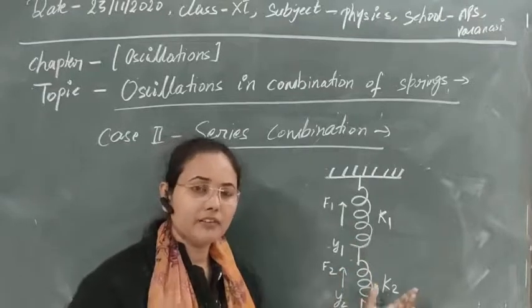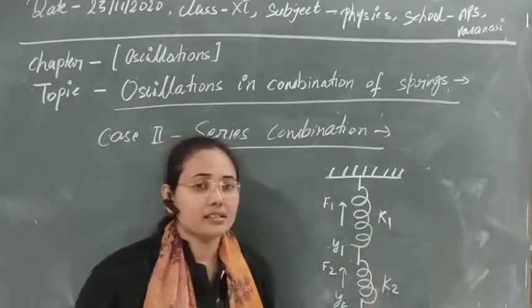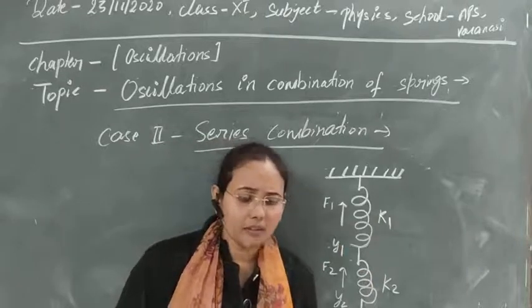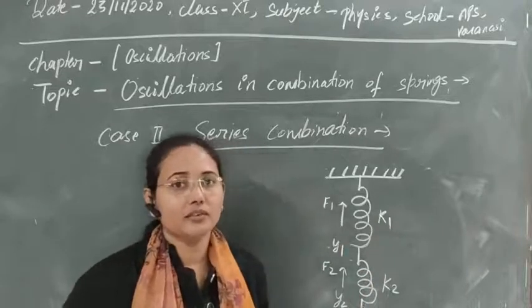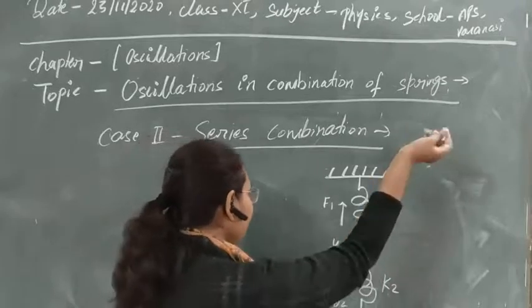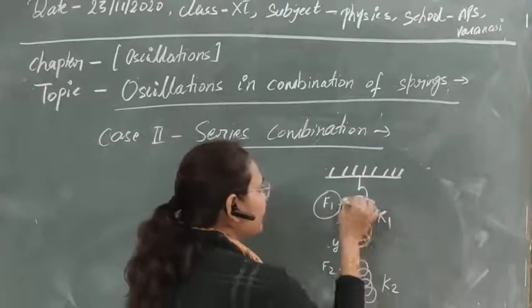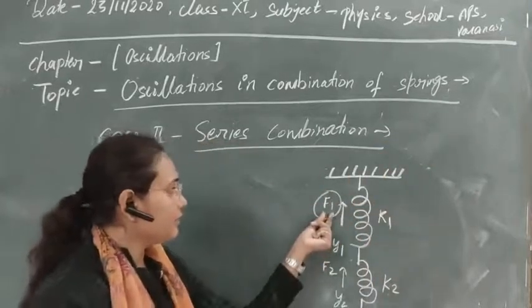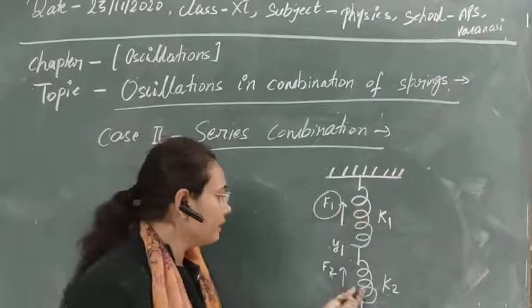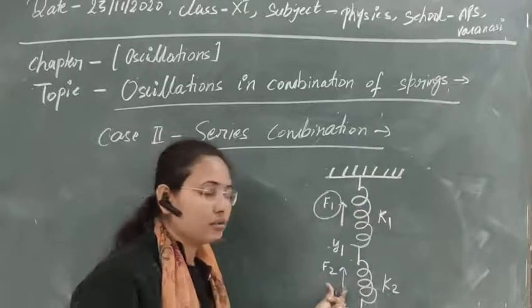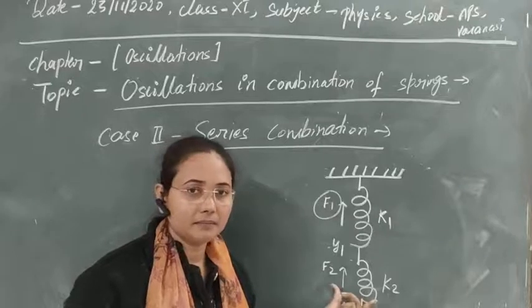So that's why a restoring force will be developed in the system. It's a simple phenomenon, as I've been discussing it for a number of days, so I think there is no confusion in that section. Suppose that in spring 1 a restoring force F1 is developed, and in spring 2 a restoring force F2 is developed. Clear?